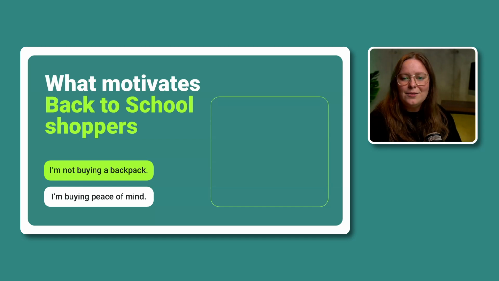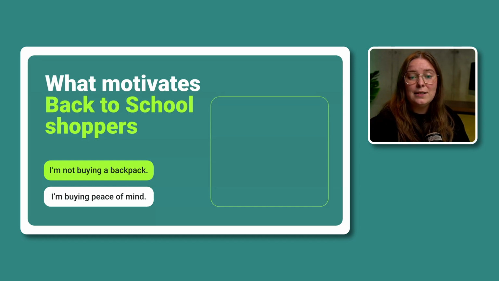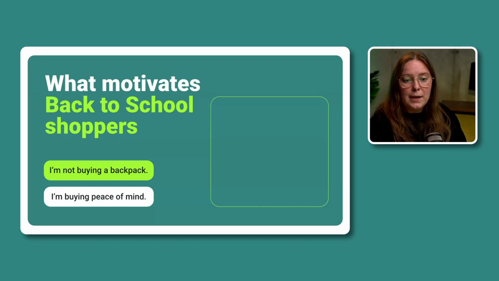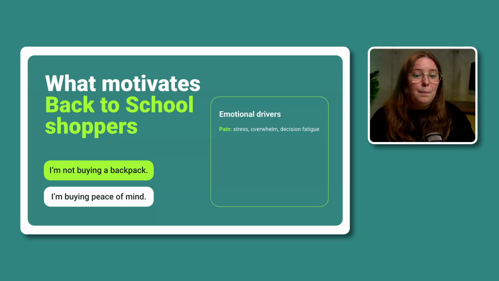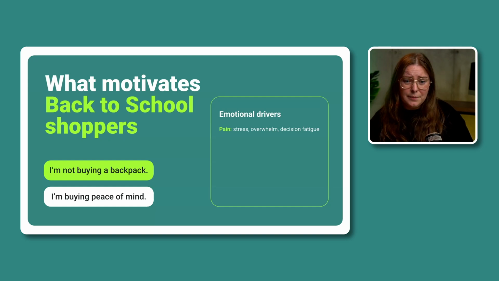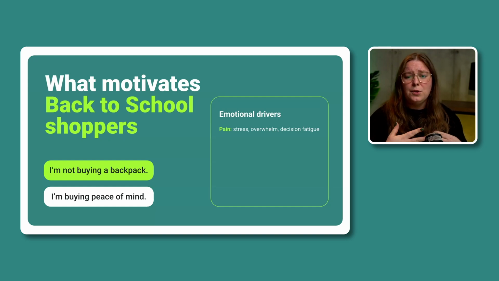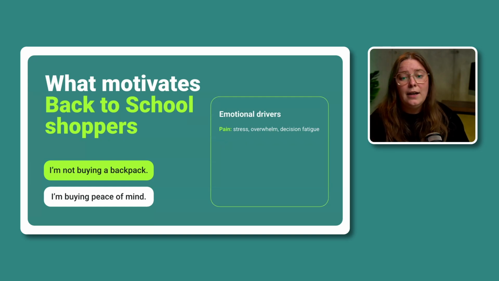We can break down some of the emotional drivers shoppers are experiencing during this season so you can spot them and use them in your own messaging. So, pain. This is the stress, the overwhelm, and mental clutter they are already carrying. So your email should communicate that we see it and we are here to ease it. Even naming the chaos, like still juggling supply lists and schedules, can instantly resonate.